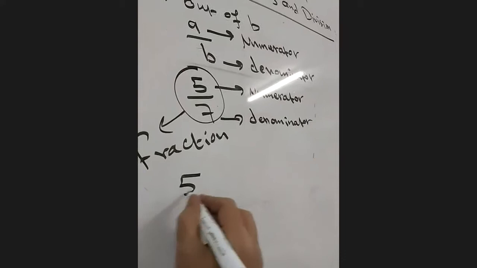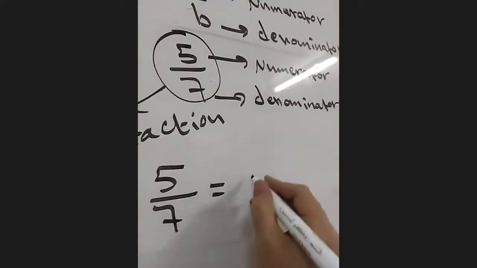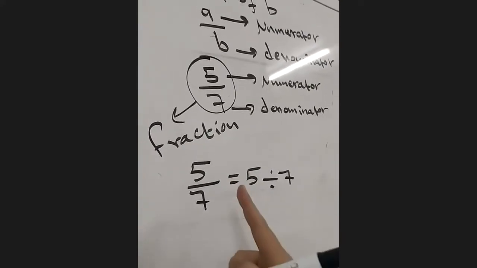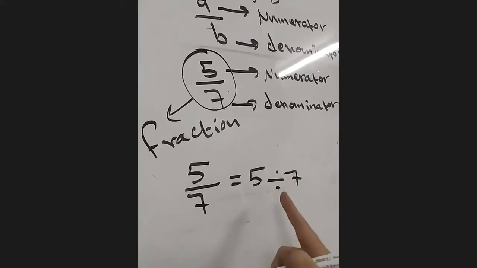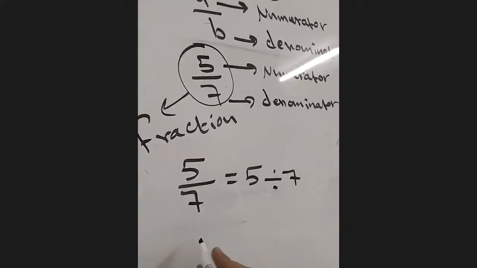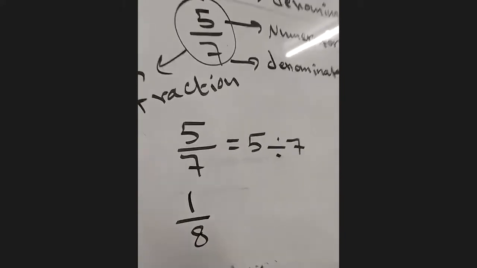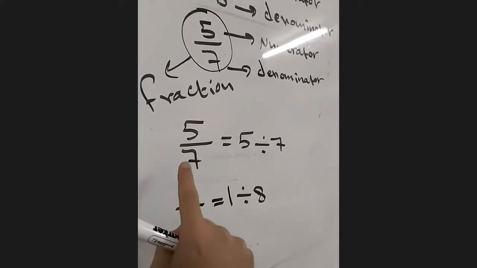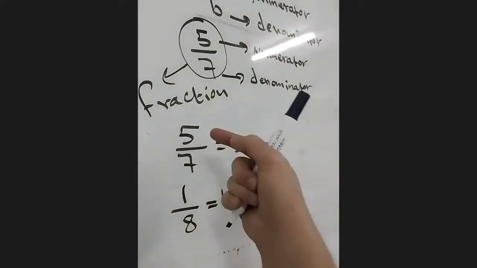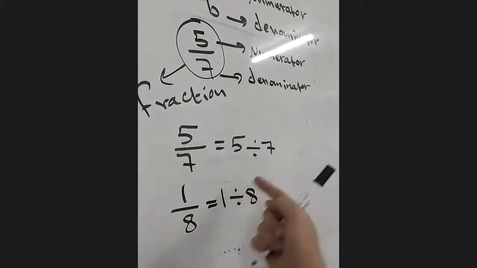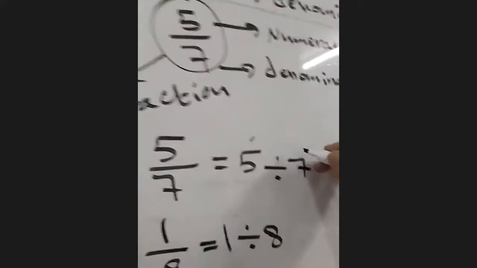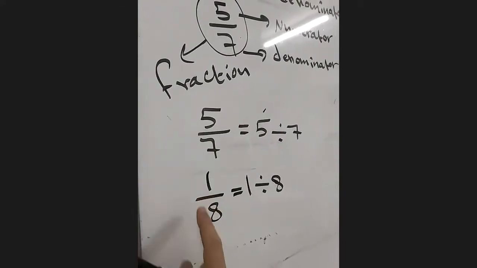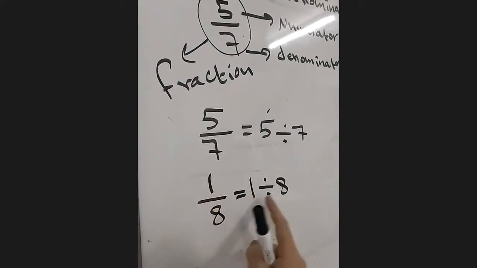Now, the fraction is the same as the division. When I say 5 over 7, it is the same as 5 divided by 7. For example, 1 over 8 is the same as 1 divided by 8. Not 7 divided by 5, no. It is 5 divided by 7, which means the 5 is the dividend and the 7 is the divisor. The lower number is always the divisor.